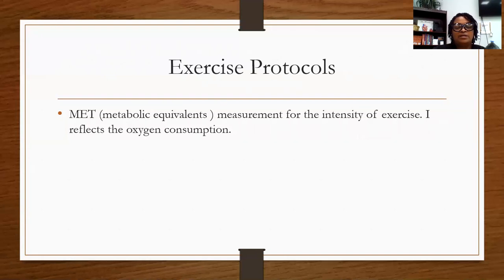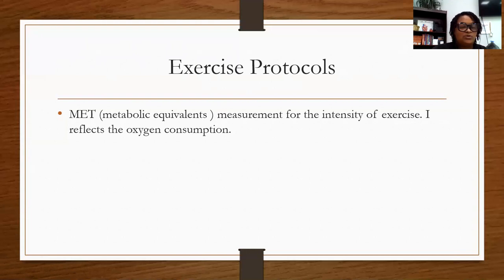According to the exercise protocols, your metabolic equivalent is measured by what's called MET, or metabolic equivalence. This is the measurement of the intensity of the exercise, and it reflects the oxygen consumption used by the patient. We're going to stop there today, and tomorrow we're going to pick up and talk about the relative and absolute contraindications of stress testing.